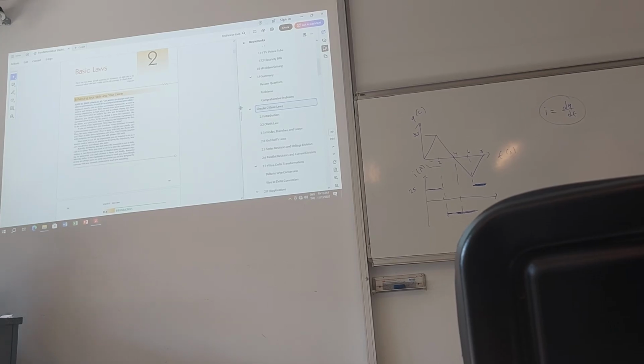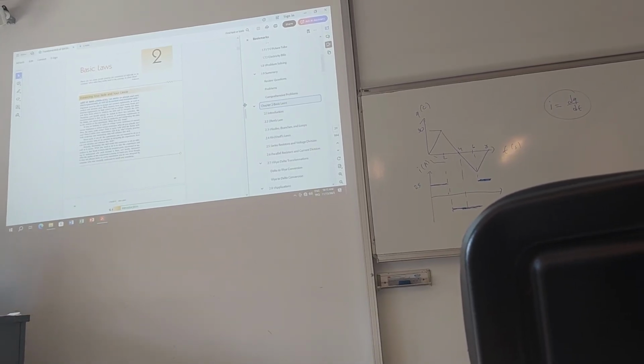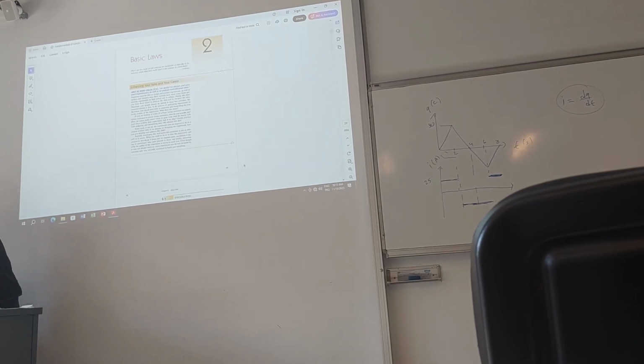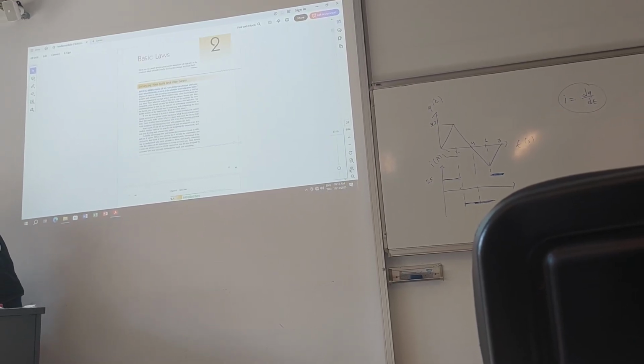So in chapter 2, we start to discuss the basics now, where in our circuit we have a potential source, most of the time a battery, and resistors.